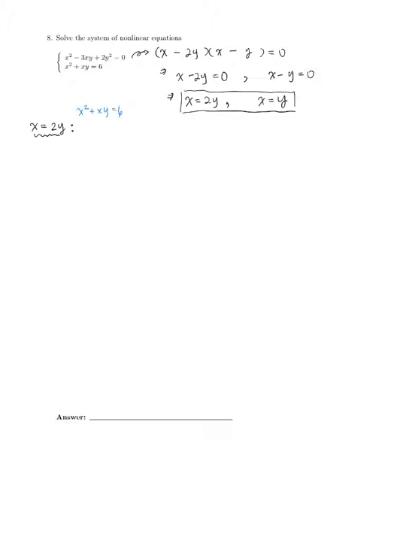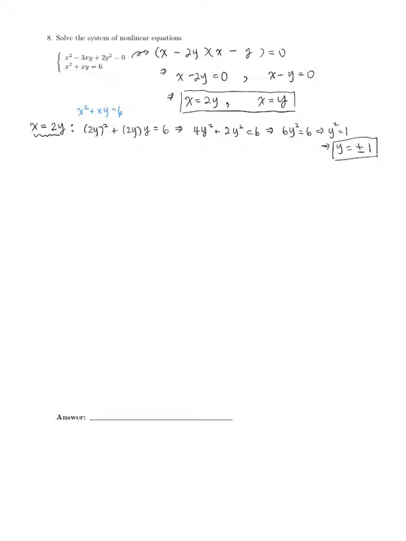Okay, so if I did that, then what do we get? 2y squared plus 2y times y equals to 6. It's 4y squared plus 2y squared equals to 6. So that means what? 6y squared equals to 6. Y squared equals to 1. Y is plus or minus 1. Okay, let me just box that. It may or may not be a solution.